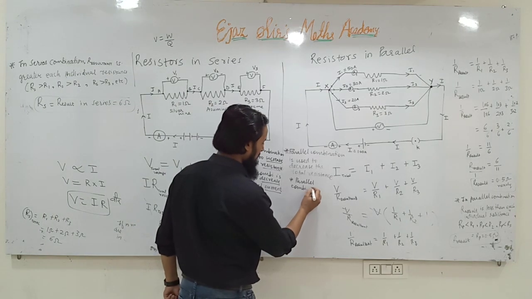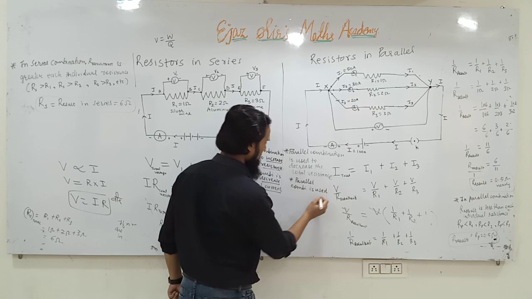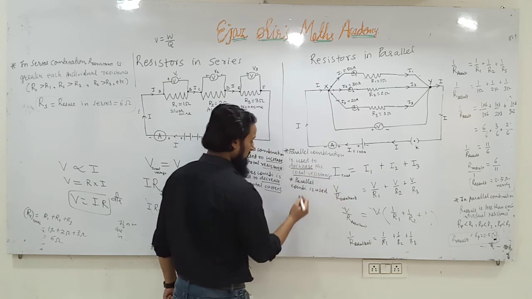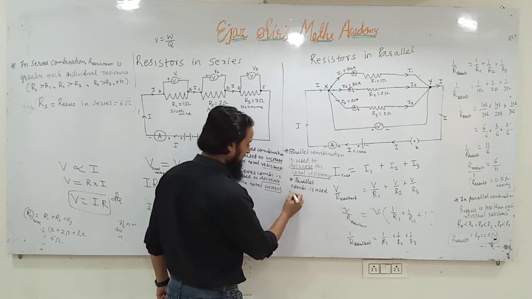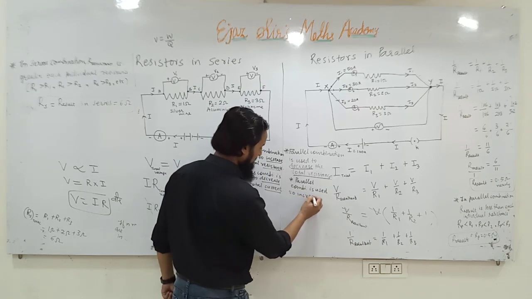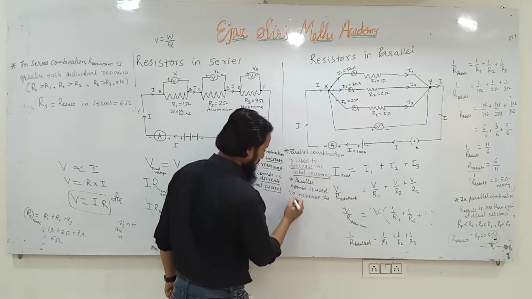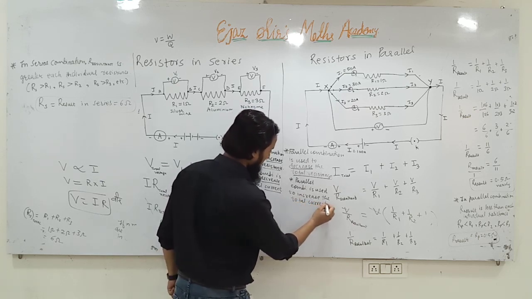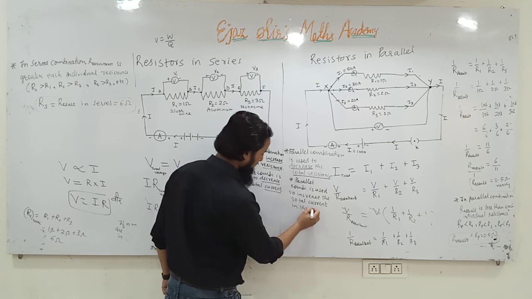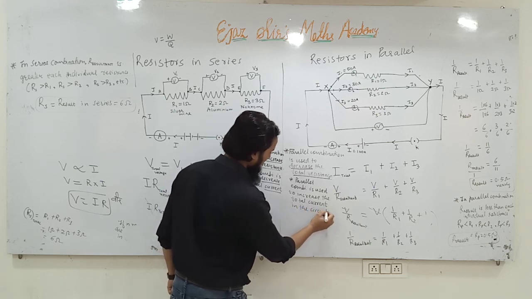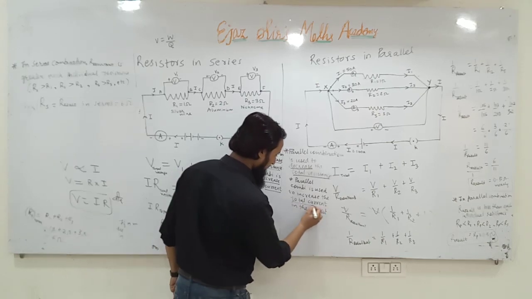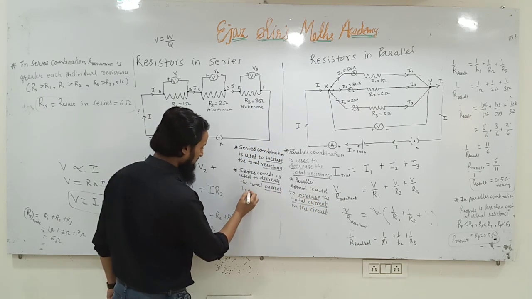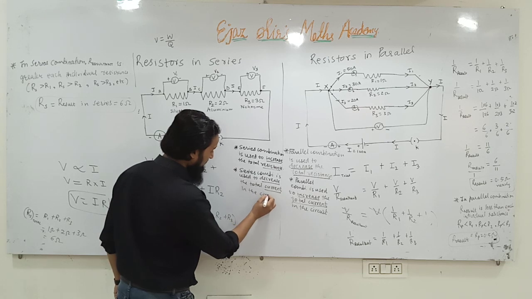Parallel combination is used. Here it decreases the total resistance. So here it is used to increase the total current in the circuit. Shall I write in the circuit here also? Increase the total current in the circuit.